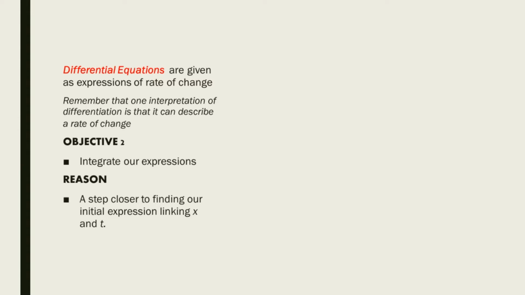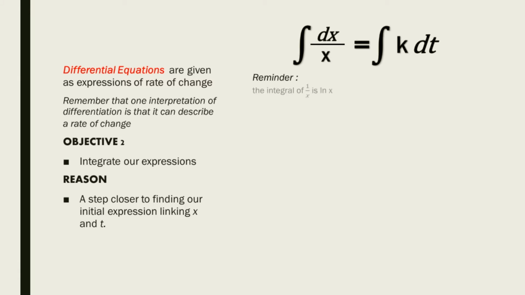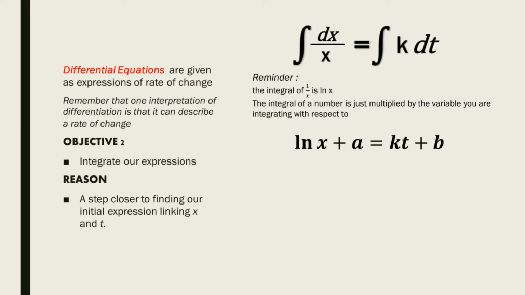So it gets us a step closer to finding our initial expression linking x and t. So we've got the integral of dx over x equals the integral of k dt. Reminder, the integral of 1 over x is natural log of x, and the integral of a number is just multiplied by the variable you're integrating with respect to, in this case t. So if we integrated the number 2 with respect to x, you would just get 2x. In this case, when we integrate k, we will just get kt.